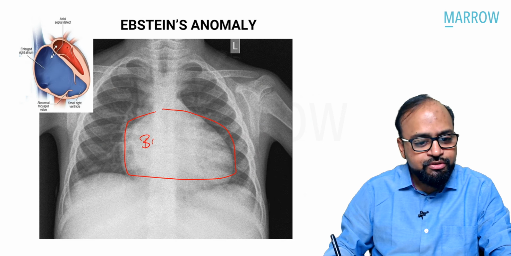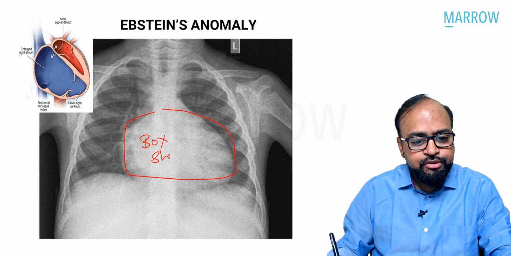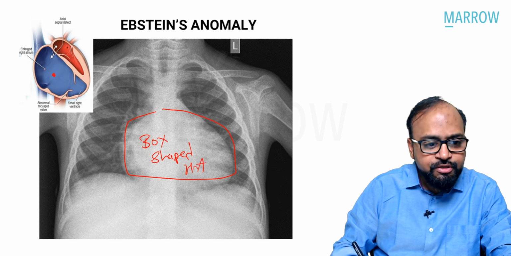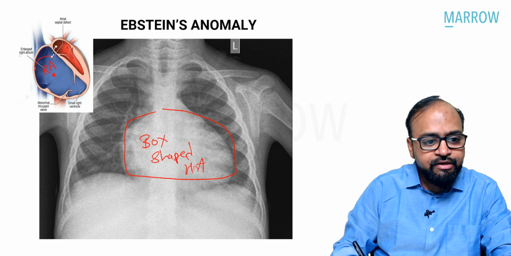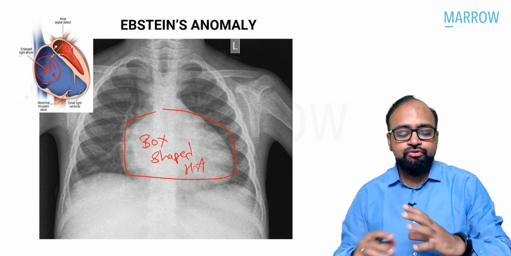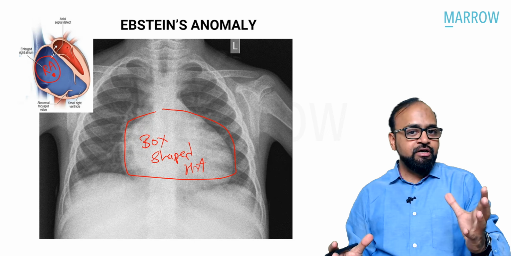Very classic appearance in Epstein's anomaly is a box-shaped heart. Remember which chamber is massively enlarged in Epstein's anomaly. See here, what is this chamber? This is the right atrium. So massively dilated right atrium creates a shelf-like appearance of the right heart border. So this is what gives rise to a box-shaped heart due to excessive enlargement of the right atrium in Epstein's anomaly. Remember. All right. Now, yes, so this is about congenital heart disease.